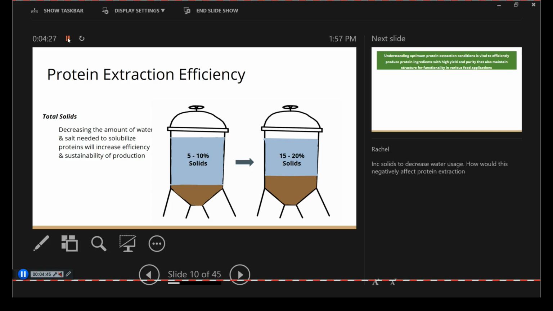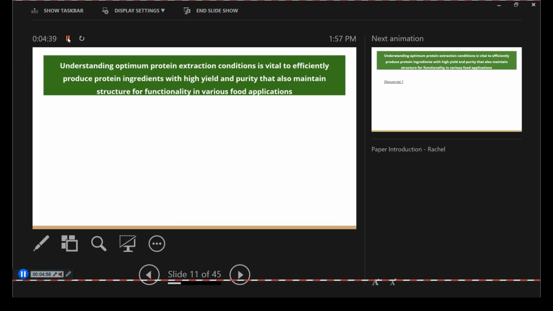On that same note, looking at sustainability, currently in the industry, to get optimum yields, they are doing 5 to 10% solids and using a lot of water, and they'd like to move more to like 15 or 20% to increase water efficiency and be a more sustainable process. Therefore, understanding the optimum conditions to produce a protein ingredient is important to have a protein that is highly pure, functional, and can be used in various food applications, which brings us to our two manuscripts.